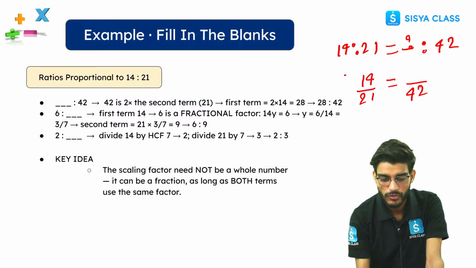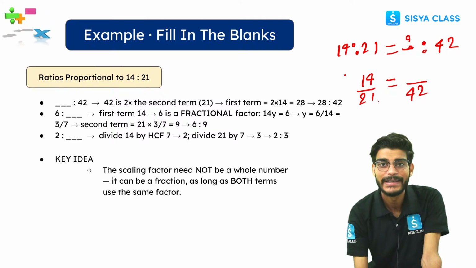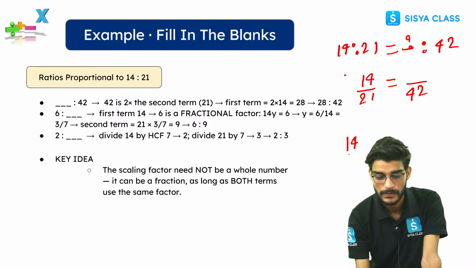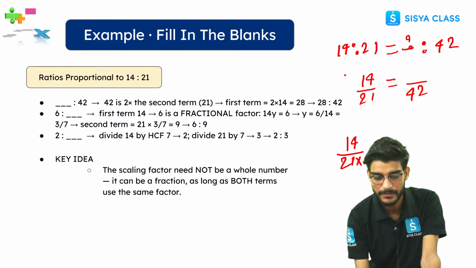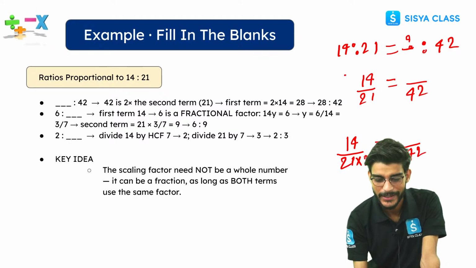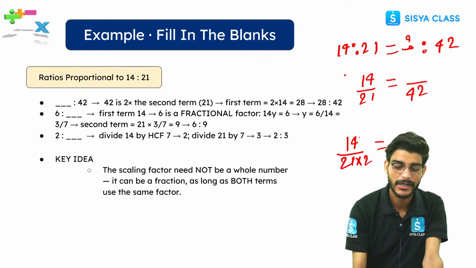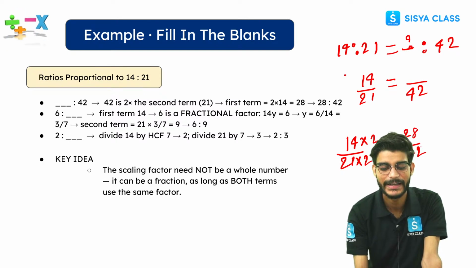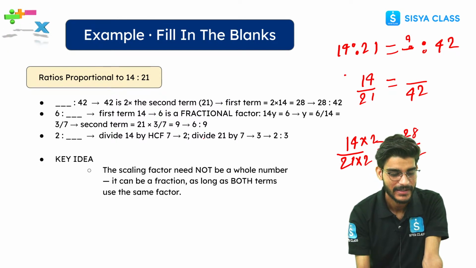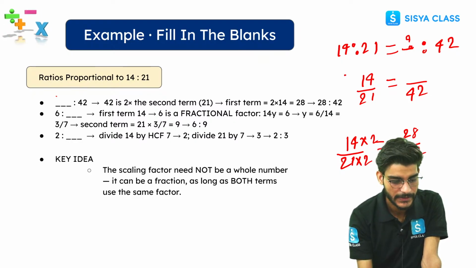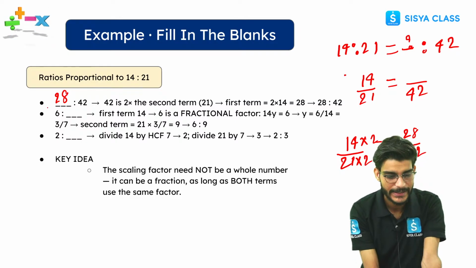Obviously, sir. So observe the denominator. If you multiply with 2, the denominator becomes 42, right? This is what we needed, 42. But we cannot multiply only the denominator, we have to multiply the numerator as well. So this will be 28. So 28 upon 42, right? So in place of the blank, it will be 28.